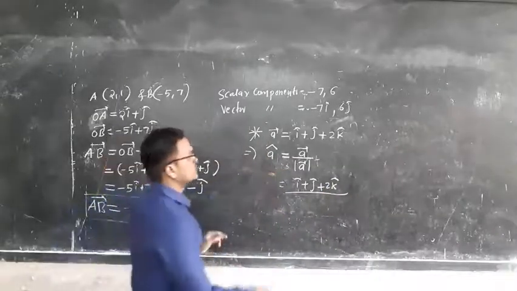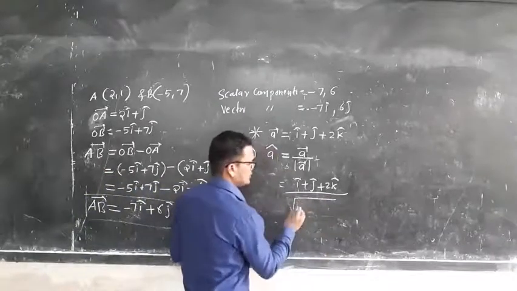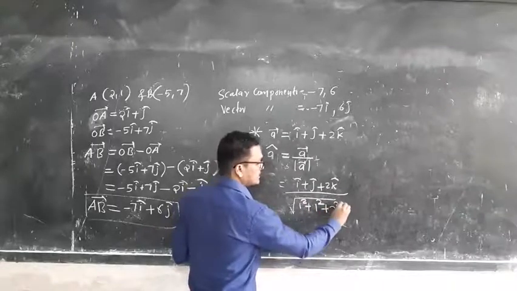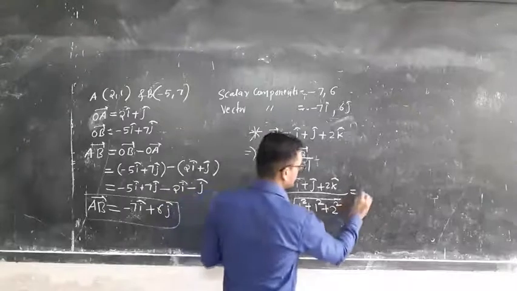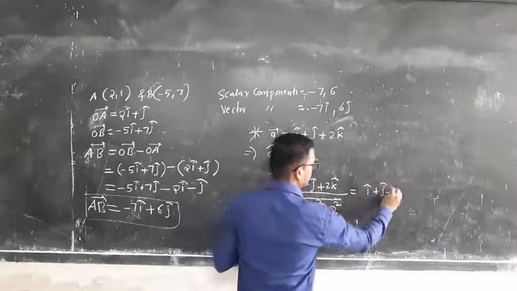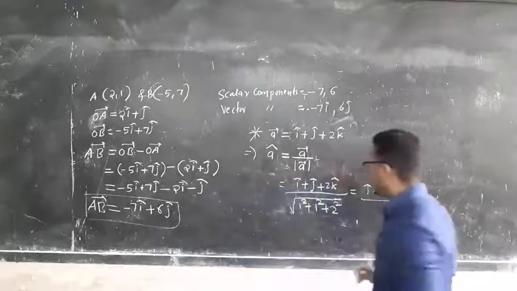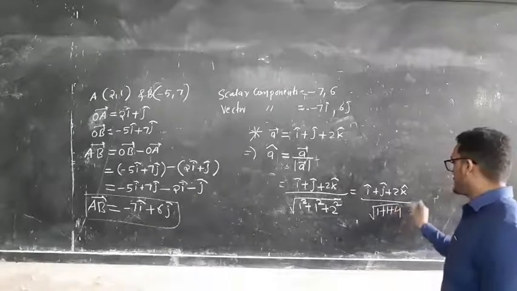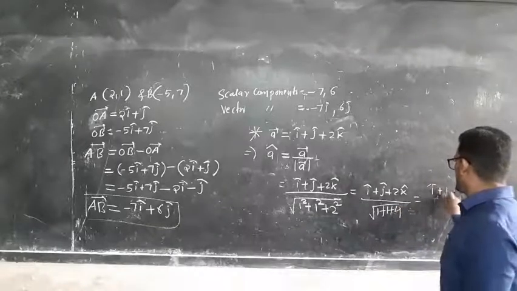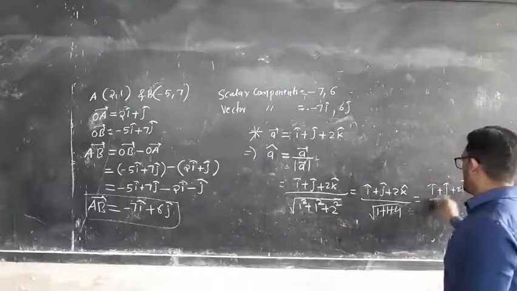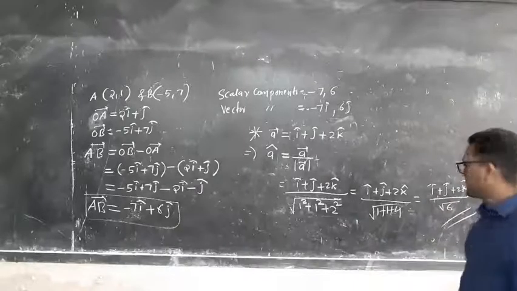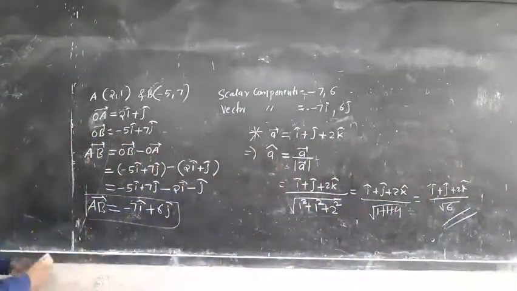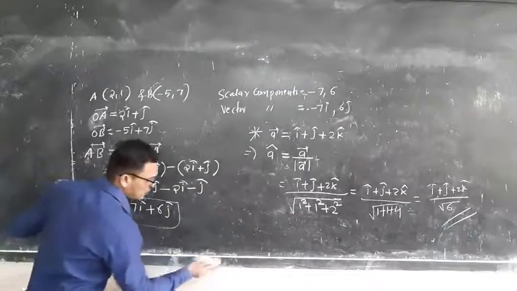the magnitude of vector A. We just saw how to find the magnitude: the square root of the coefficient of i squared plus the coefficient of j squared plus the coefficient of k squared. So it is i plus j plus 2k divided by the root of 1 squared is 1, 1 squared is 1, 2 squared is 4. So the answer is i plus j plus 2k divided by root 6. This is the answer. This type of question, unit vector, is very important for 1 mark.